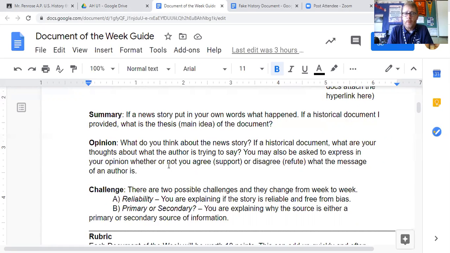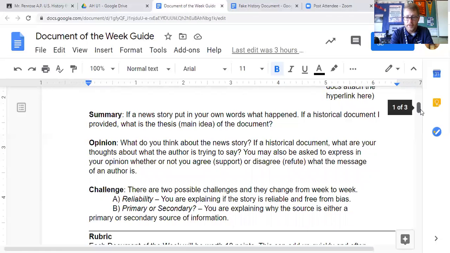If it's a document of the week that I'm giving you, a historical document, some of you might not think it's very exciting. That's fair. You can even say that in your opinion, but you should still share your opinion about the document as much as you can. If it's a news story and you think it's boring, that's on you, because you can pick a news story that's exciting. And if you don't, you're just making life harder for yourself. So that's got to be 3 sentences for non-honors, 5 for honors.